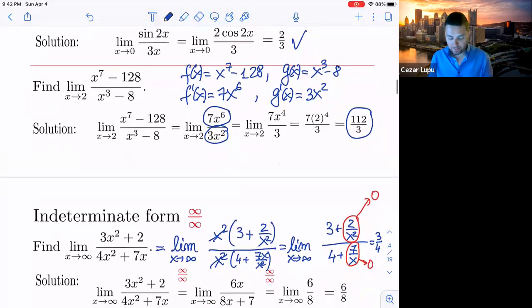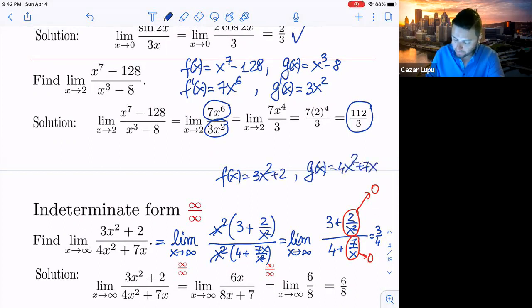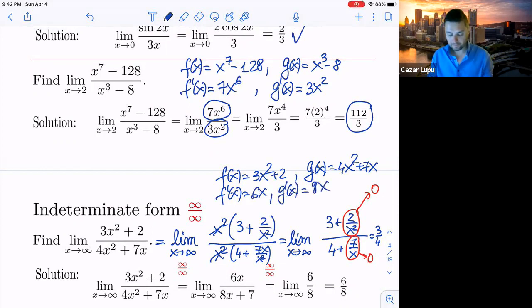But also let's do L'Hopital rule. So let's identify the two functions. In our case, f of x is 3x squared plus 2, g of x is 4x squared plus 7x. So f prime of x is 6x, and g prime of x is 8x plus 7, sorry. Great.